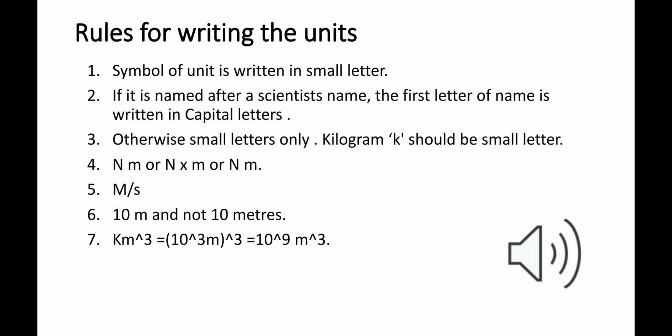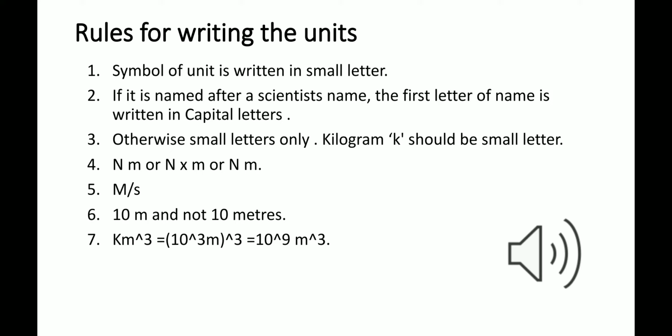Next is to avoid powers of 10 in the magnitude of a quantity, prefix can be used. That is why the prefixes are given. You won't take it in the powers of 10. The unit will not be written in powers of 10. So you will use the prefixes as and when required. And the last one is when prefix is used with a symbol of unit, the prefix and symbol combined become the new symbol of the unit.